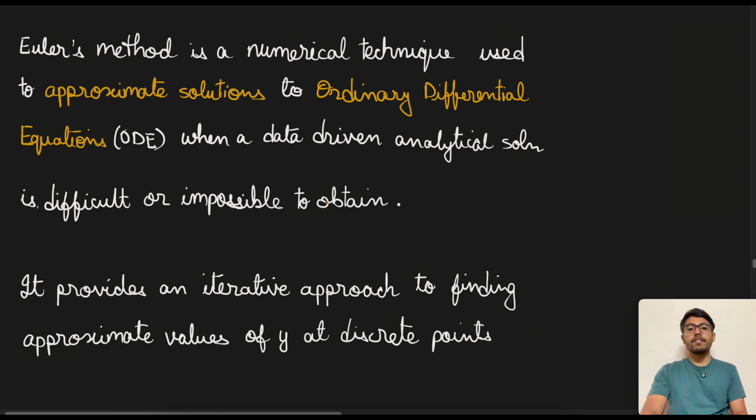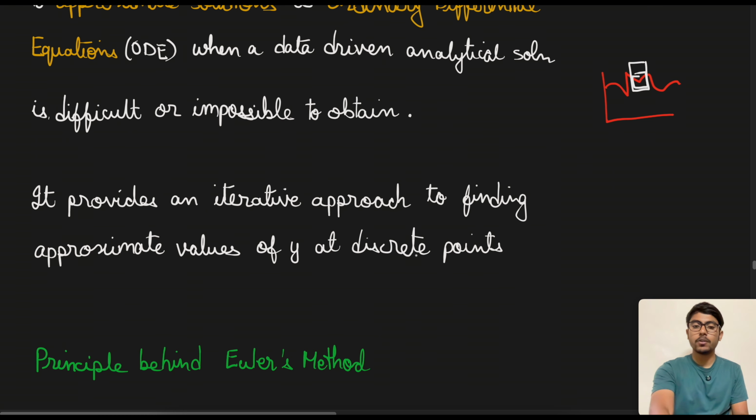It provides an iterative approach to finding the approximate values of y at discrete points. So as mentioned previously, in those cases, let's say this is the graph and there are spikes and again there is a curve. So at places we don't know whether the curve is going to stay differentiable or not. So what we try to do is iterate the approach, let's say for this particular zone, y plus 1, y plus 2, like this, and we try to approximate the values of y at a given discrete point. So now let's understand the principle behind Euler's method.